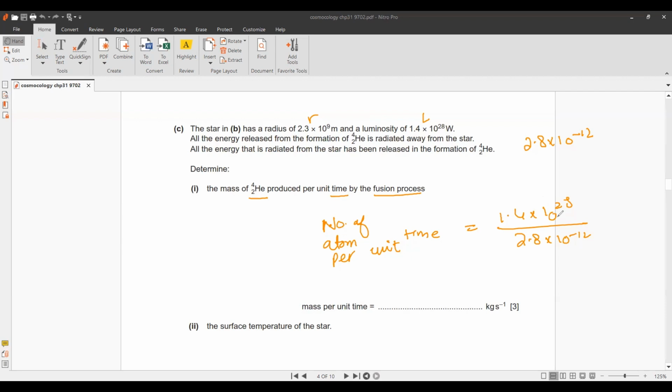We'll use a little bit of chemistry into that as well, because we need to find out the number of atoms. 5 times 10 power 39. 5 times 10 power 39.